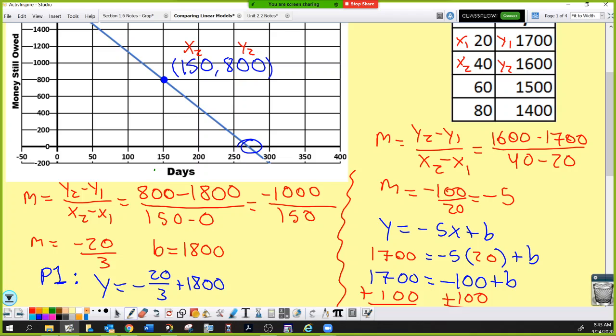A lot just happened, but none of it was new. It was just doing the skills that I've set you up for the last 2 days more than once. And then just comparing them. Who was faster? What was the faster rate? Who was going to have 0 debt first? How much debt did they both start with? Questions like that. What do you think?